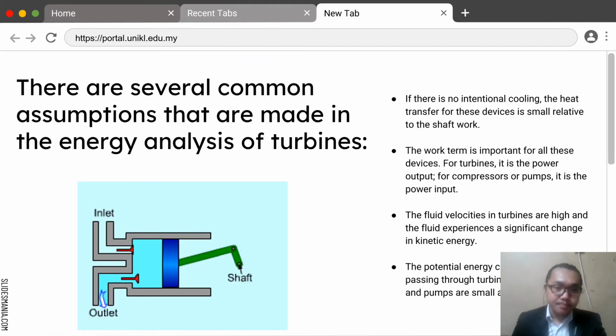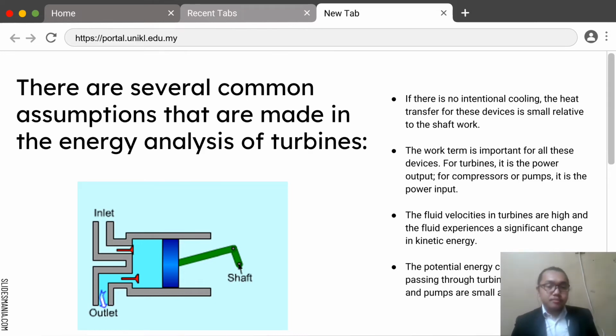Next slide. There are several common assumptions that are made in the energy analysis of turbines. The first one is that if there is no intentional cooling, the heat transfer for these devices is small relative to the shaft work. The second one is that the work term is important for all these devices. For turbines, it is the power output. For compressors or pumps, it is the power input.